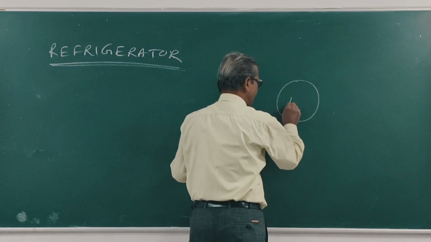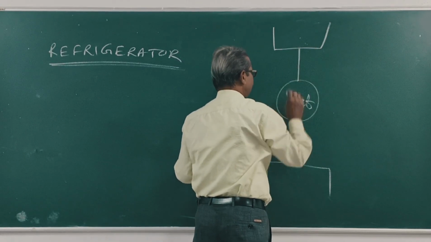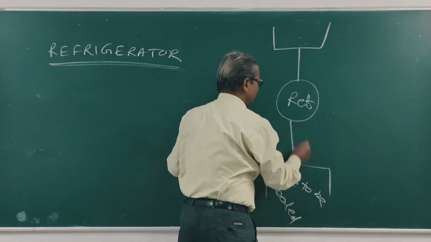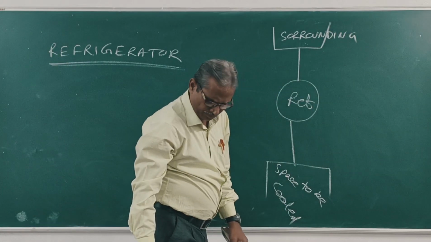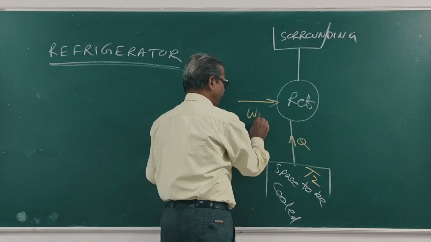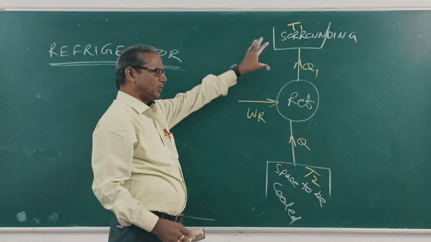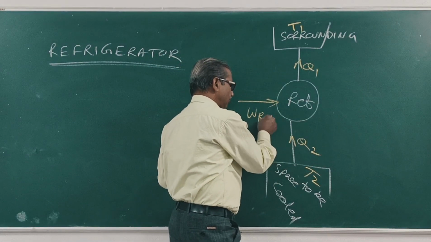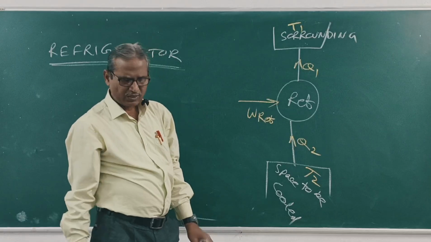This is the refrigerator. This is the space to be cooled, this is the surrounding. Clear? This temperature is T2, this is Q2, work input WR, this is Q1. This surrounding temperature is T1, this room temperature is T2, this is Q2, work input to the refrigerator, and heat is thrown to the surrounding Q1. Right?